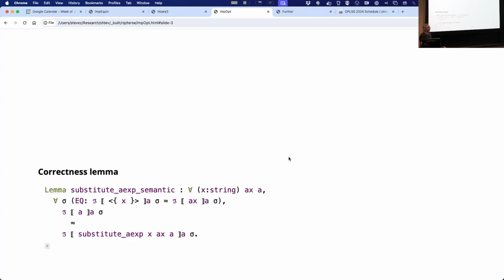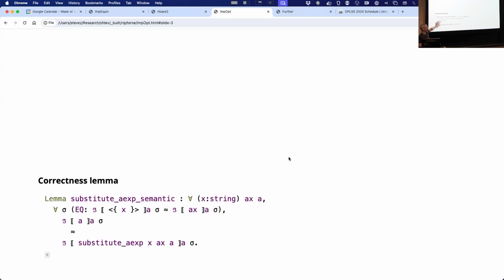Yeah, question. This also depends on the memory model, and this also relies on the fact that imp arithmetic expressions are pure, right? So this also asserts that, in some sense, the meaning of ax can't change over time when we do this.